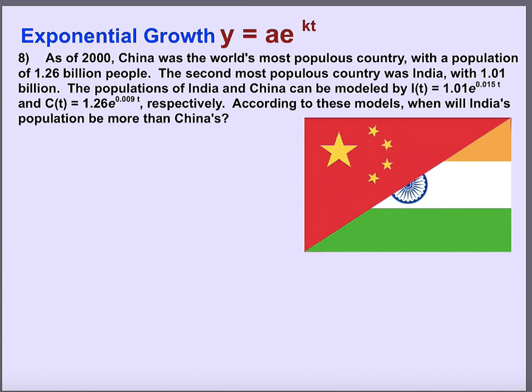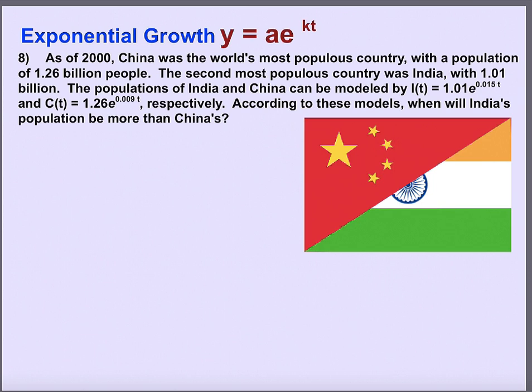As of 2000, China was the world's most populous country with a population of 1.26 billion people. The second most populous country was India with 1.01 billion. Populations of India and China can each be modeled. I of t is 1.01 times e to the 0.015 t, and c of t is equal to 1.26 e to the 0.009 t, respectively. According to these models, when will India's population be more than China's?